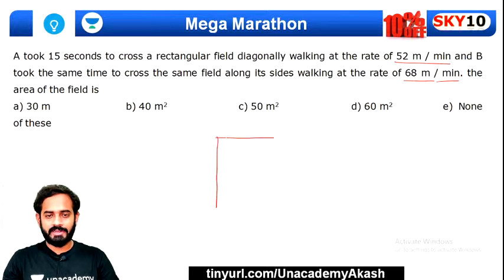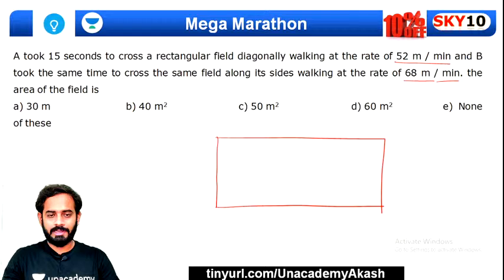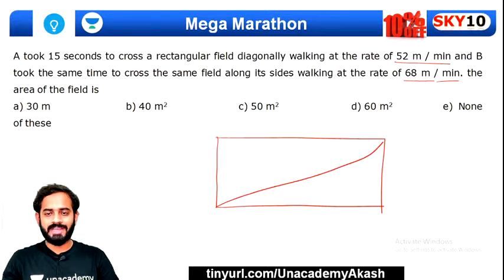Let's say this is our rectangle. Now this is our diagonal. Along the diagonal the speed was 52 meter per minute. So with the speed of 52 meter per minute, that person was traveling for 15 seconds. So we'll have to convert it into minutes. So what will you get? 52 into 1 by 4, that is 13 meter. Yeah, 13 meter is the length of this diagonal.